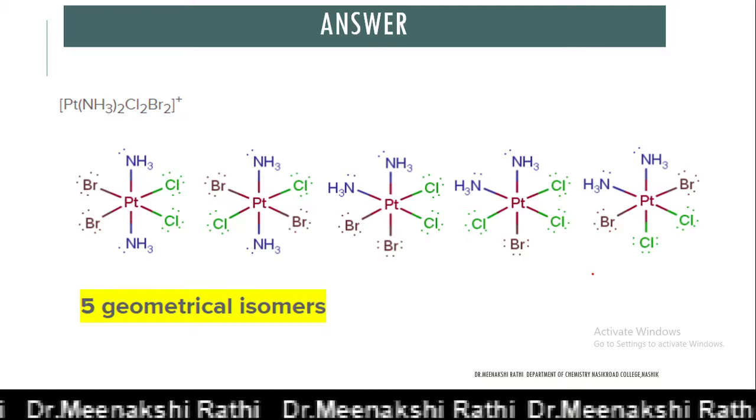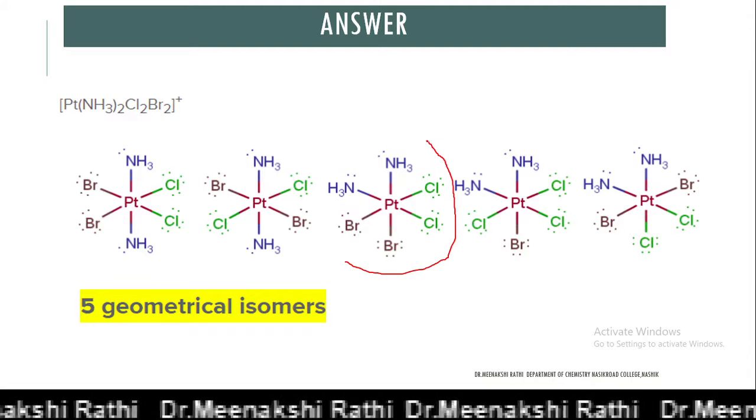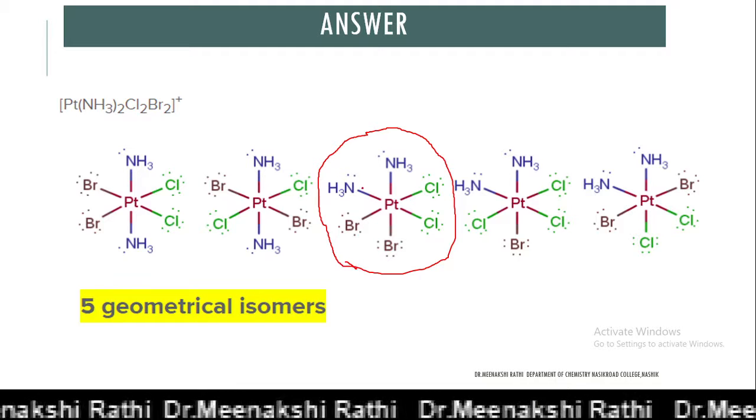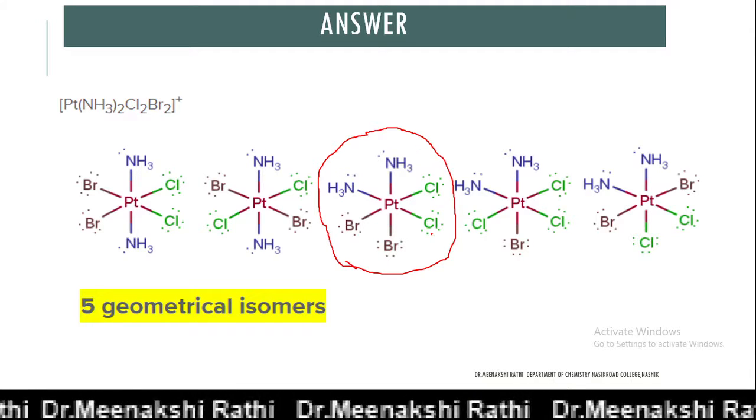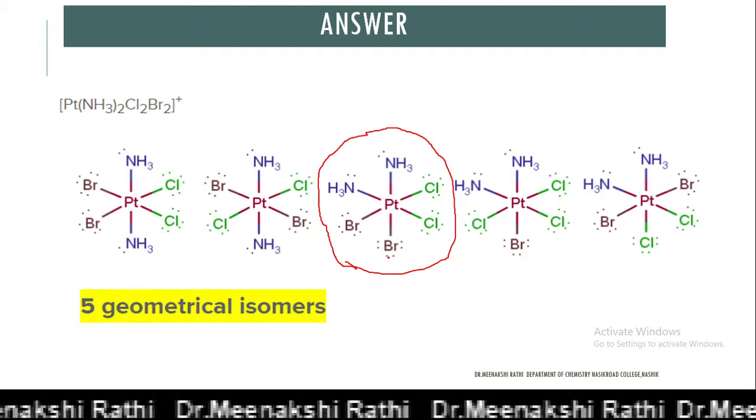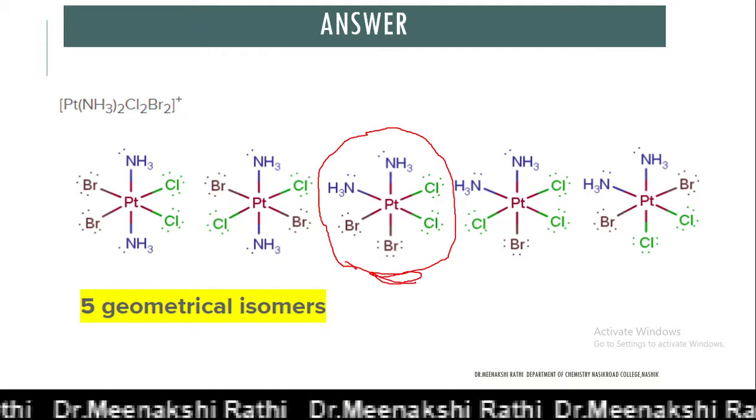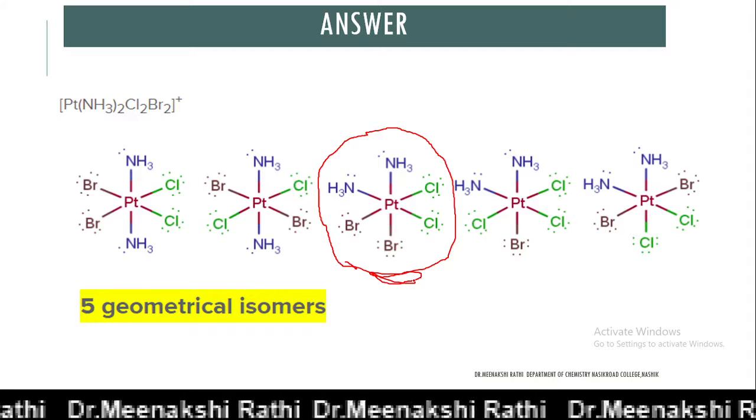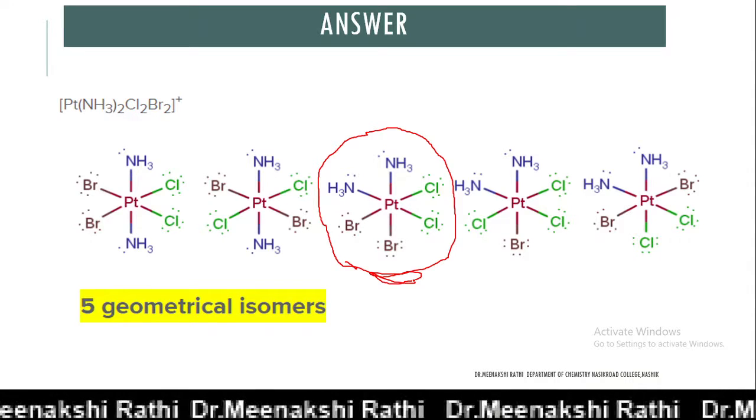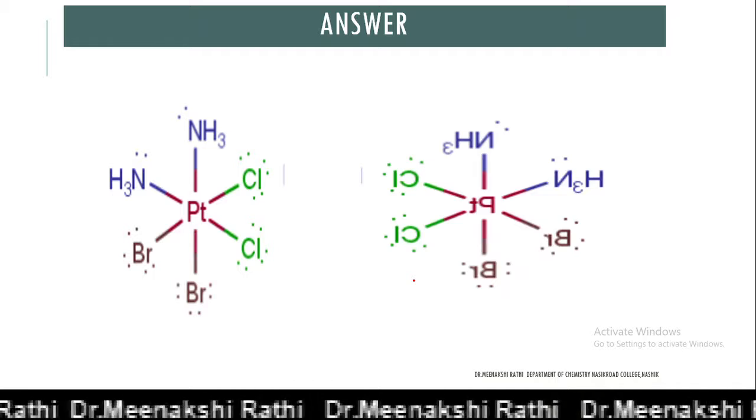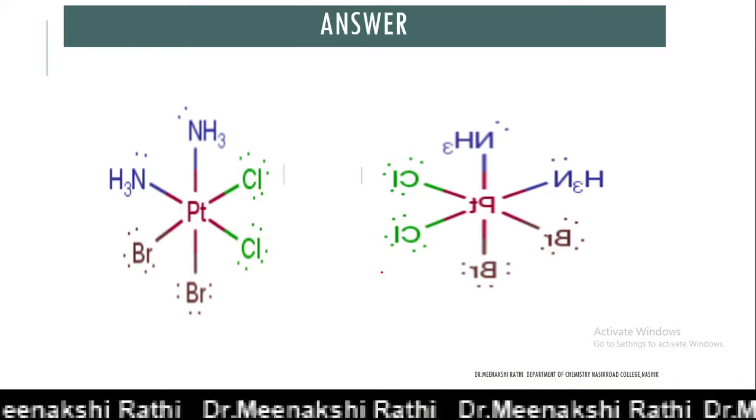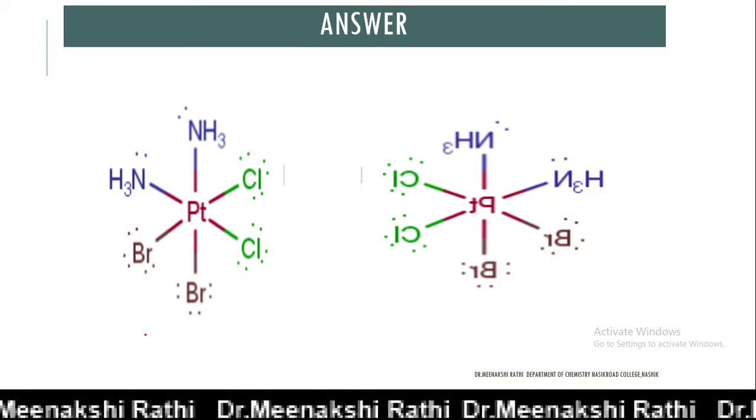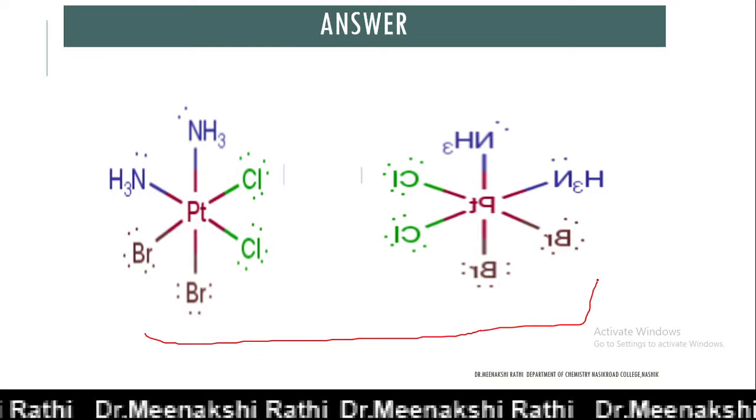But out of all 5, the central one, where two similar ligands are adjacent to each other, like these two amines are adjacent, chlorines are adjacent and bromines are adjacent, only this geometrical isomer shows optical activity because it doesn't possess any symmetrical property. So these two are non-superimposable mirror images of each other, and we can say these are enantiomers of each other.